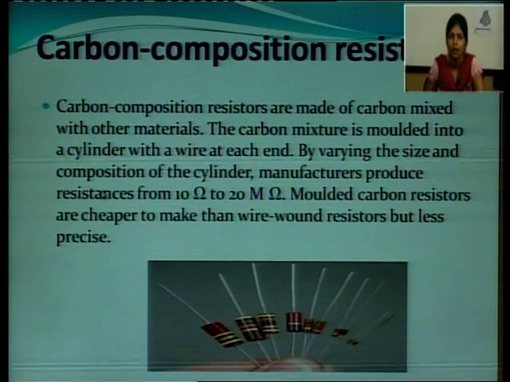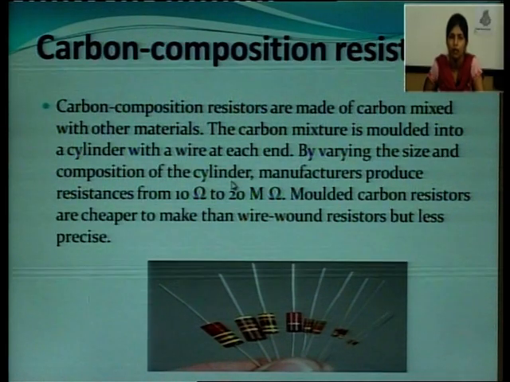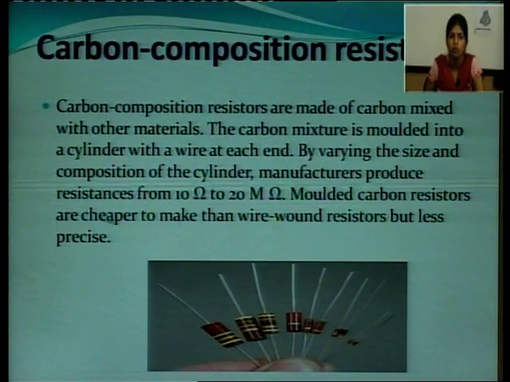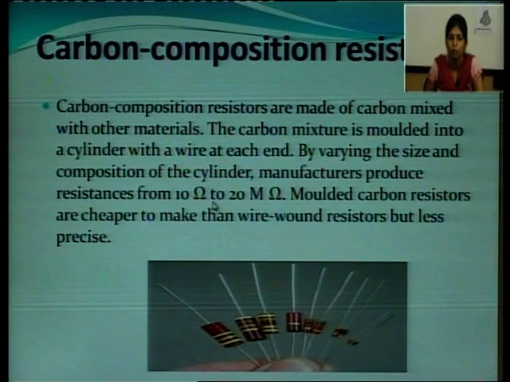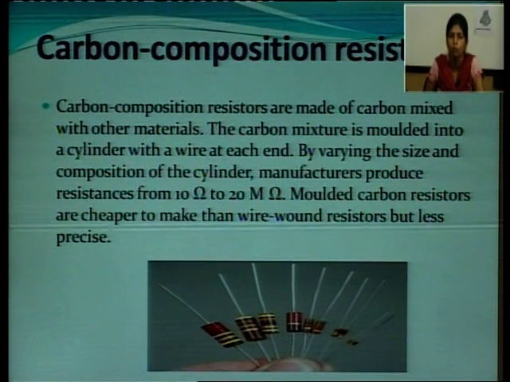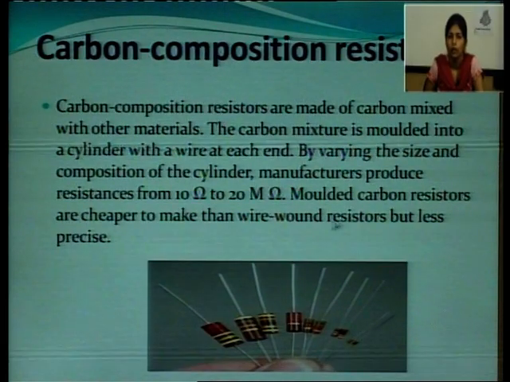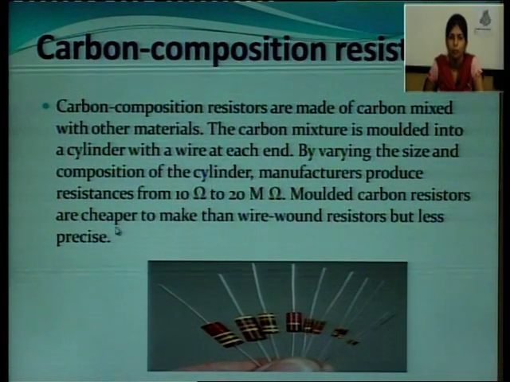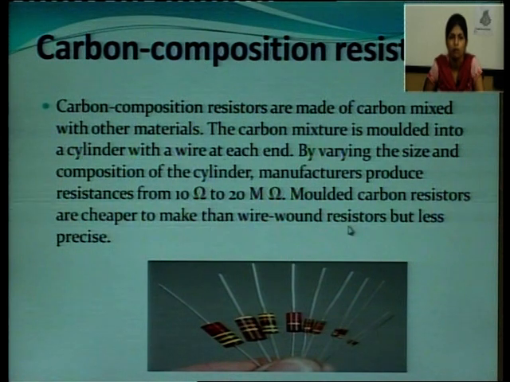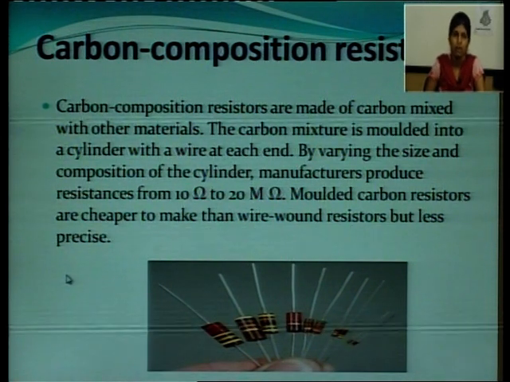By varying the size and composition of the cylinder, manufacturers produce resistance from 10 ohm to 20 mega ohm. So molded carbon resistors are cheaper to make than wire wound resistors, but they are less precise.